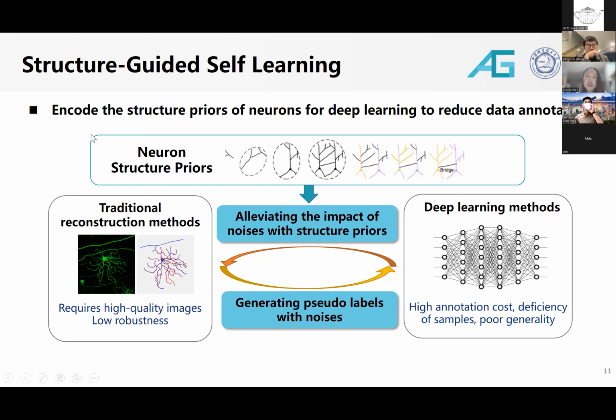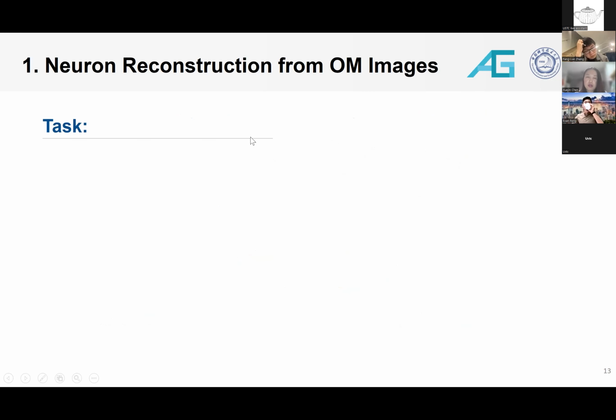So we want to use the structure prior to guide the training of deep neural networks to alleviate the impact of noise. Based on this idea, I will introduce some specific techniques applied for neuron reconstruction, segmentation, and morphological representation learning. The first work is neuron reconstruction from OM images, which means optical microscope images.